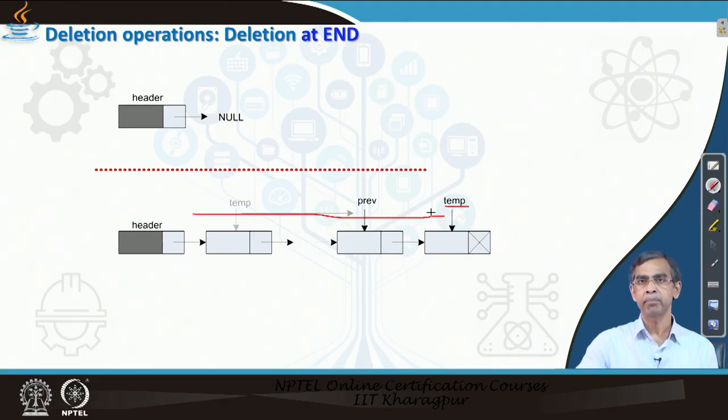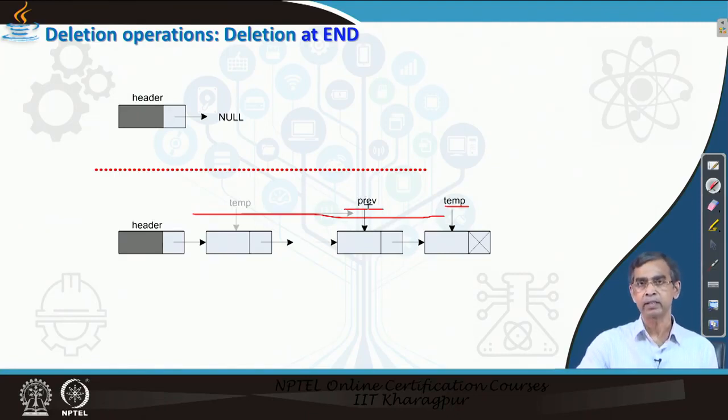This temp is the last node. While we are visiting, starting from the header to the last node, each moment we should keep track of its previous node. That means the node just one node ahead of the current node. So, this is the previous node.